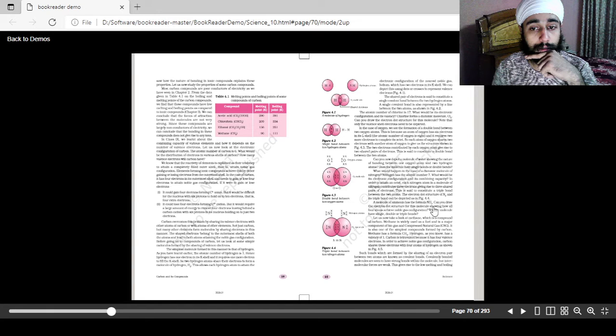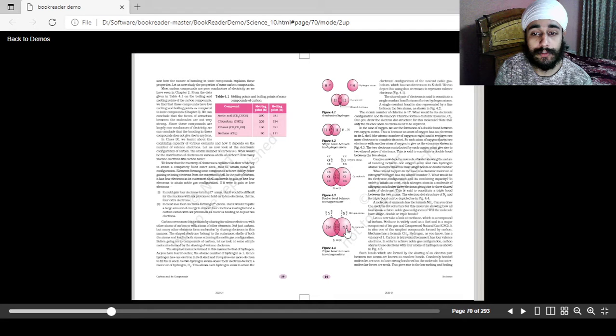Now, such bonds which are formed by the sharing of electron pairs between 2 atoms are known as covalent bonds. Covalent molecules are seen to have strong bonds within the molecules, but intermolecular forces are weak. So this gives rise to a low melting and boiling point.